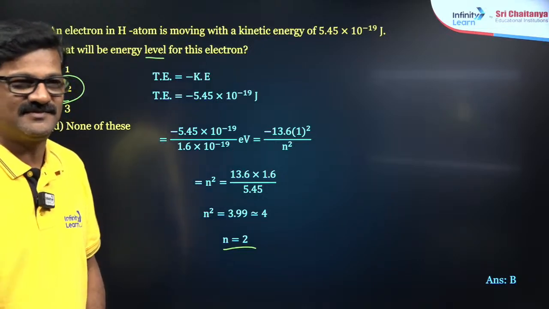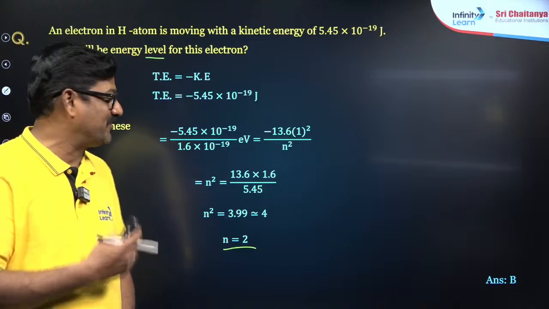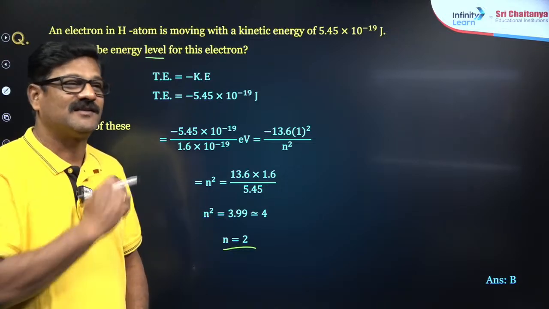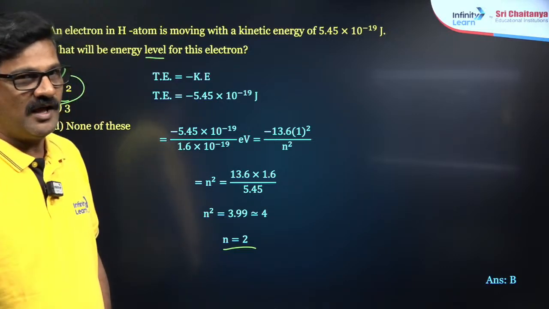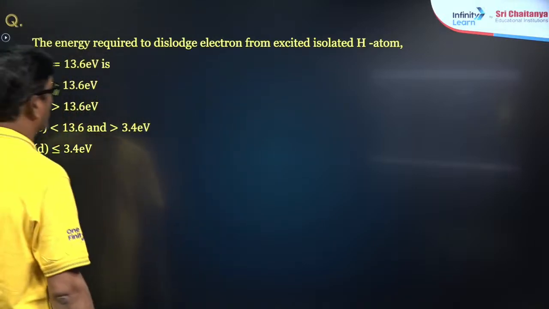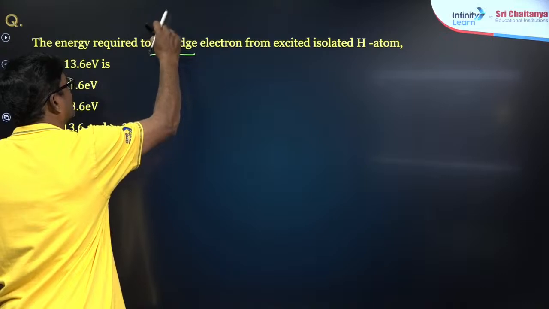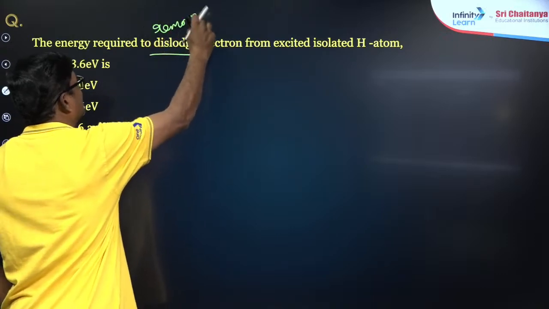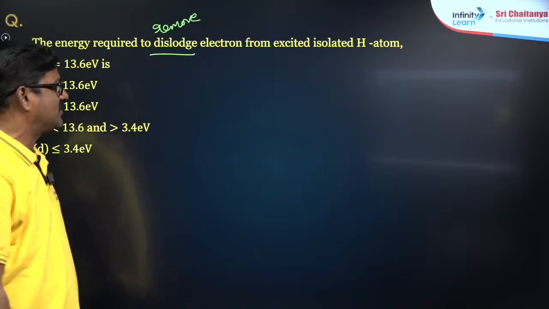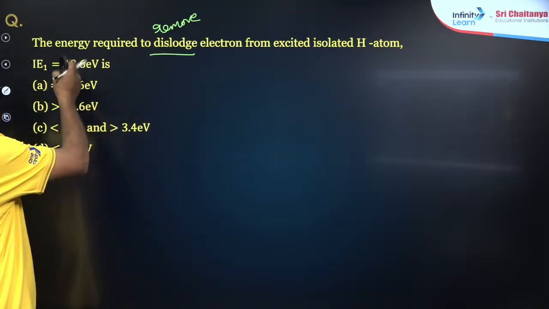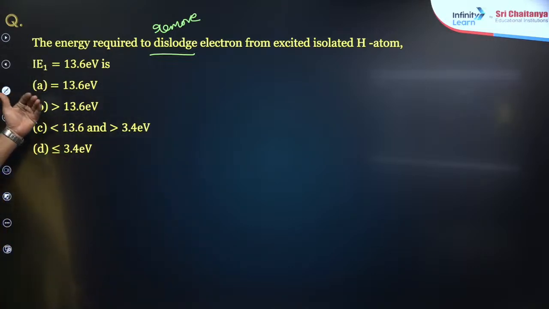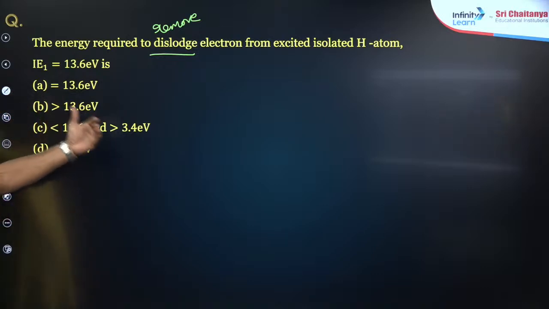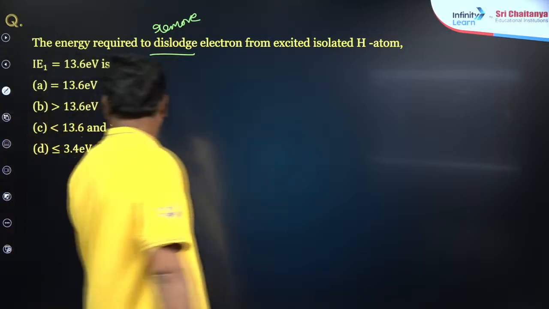Next upcoming question, and we have to discuss about the nodal planes, we have to discuss about the quantum numbers, Heisenberg uncertainty principle, little bit questions from the photoelectric effect as well. Ready for that? Stay tuned and we'll discuss the energy required to dislodge, meaning to say remove, the electron from an excited and isolated hydrogen atom. IE1 is given as plus 13.6 electron volts. It should be equal or greater than, and less than equal or greater than 3.4, from an excited isolated hydrogen atom.